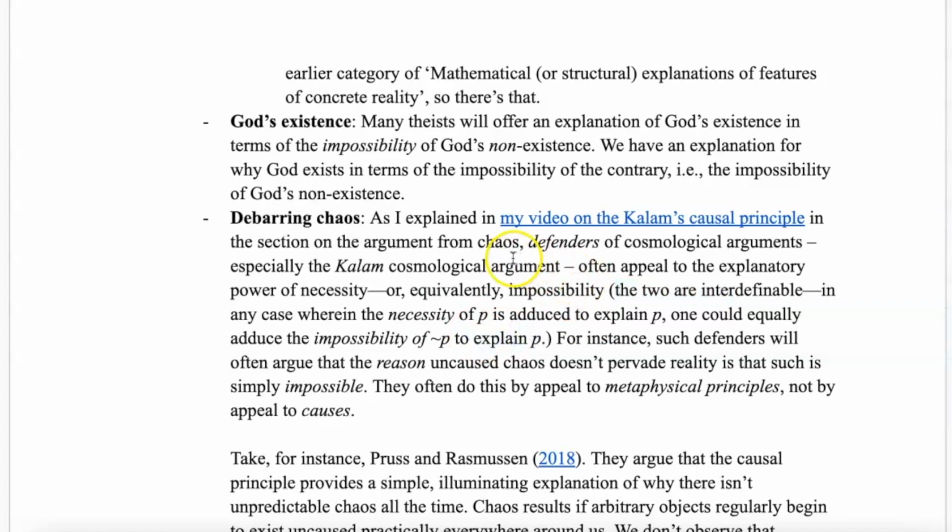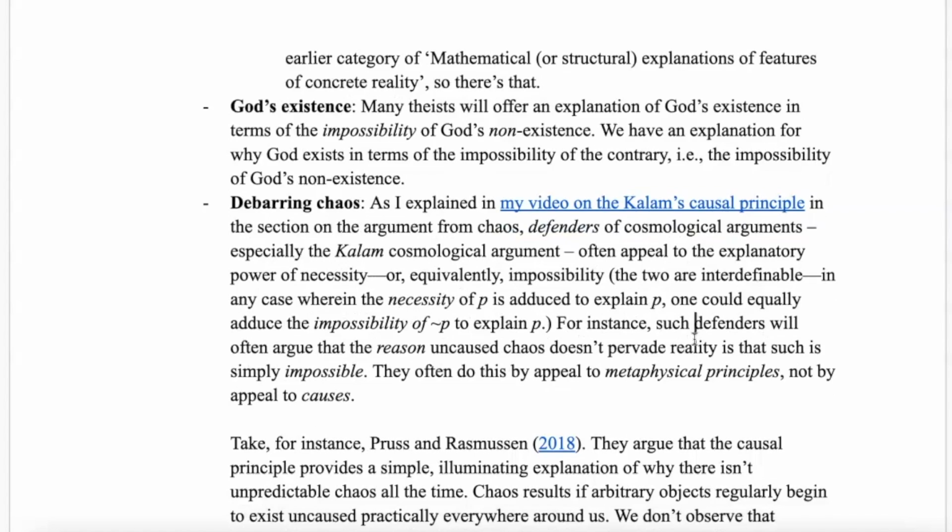But anyway, my point here is just that defenders of cosmological arguments, especially the Kalam, often appeal to the explanatory power of necessity, or the explanatory power of the impossibility of the contrary. And these are non-causal explanations. So for instance, such defenders will often argue that the explanation for why uncaused chaos doesn't pervade reality is that such is simply impossible. They often do this by appeal to metaphysical principles, not by appeal to causes.